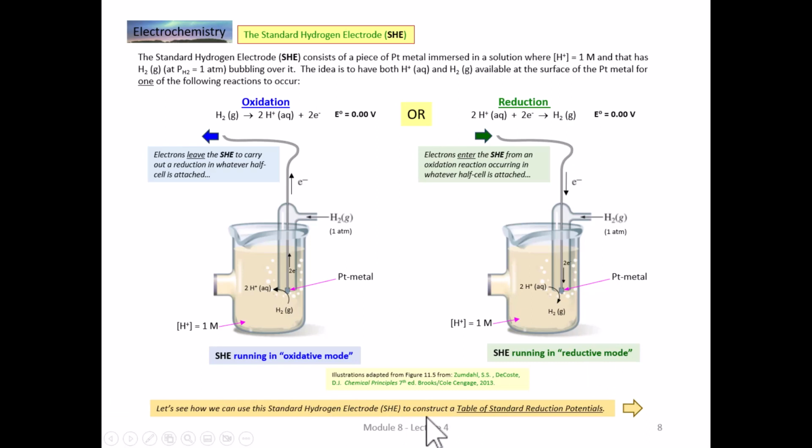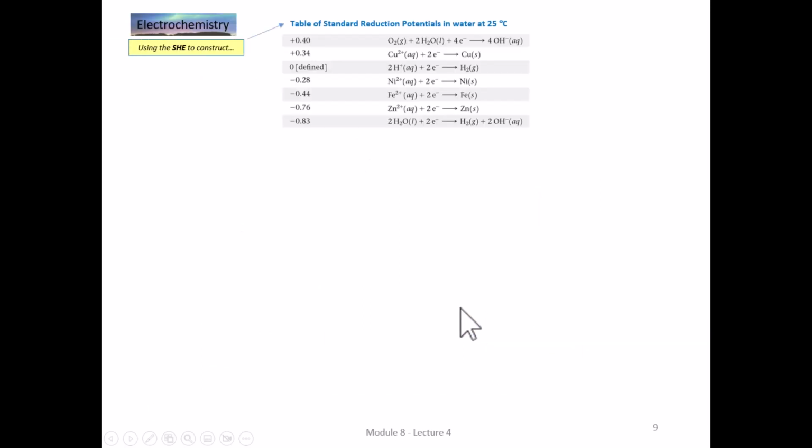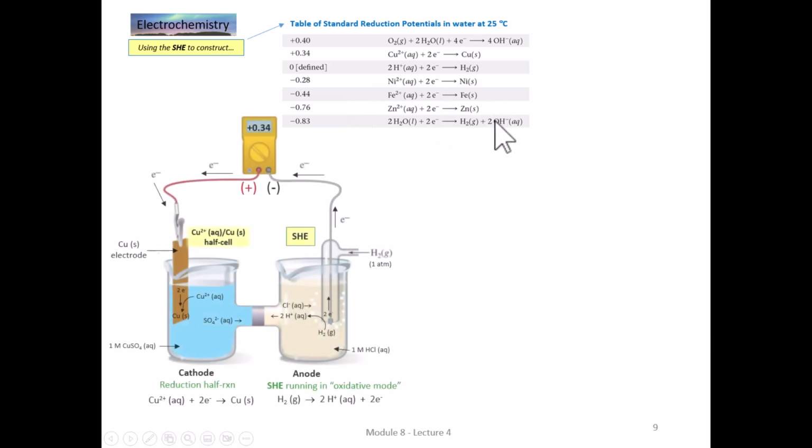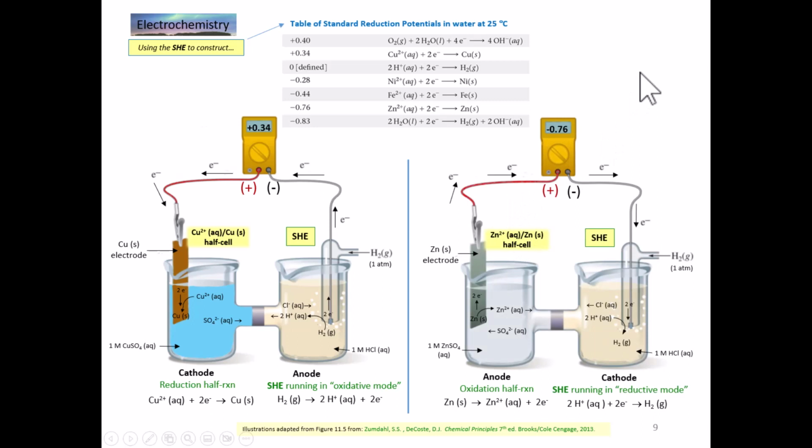Now let's see how we could use this electrode to construct the table of standard reduction potentials. What this will involve is attaching a standard hydrogen electrode to other half reactions to see whether those half reactions force the standard hydrogen electrode to run in oxidative or reductive mode. Here's an abbreviated table of standard reduction potentials that we'll use here in a minute. And here's a very complicated looking diagram.